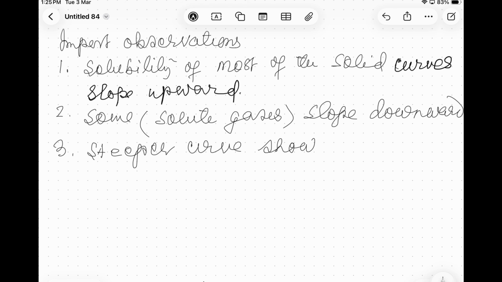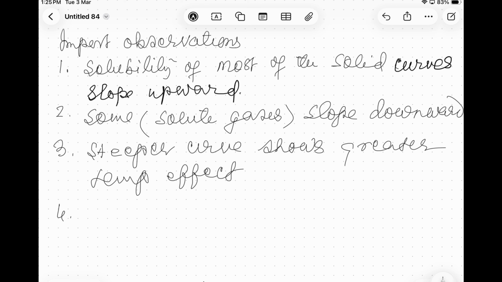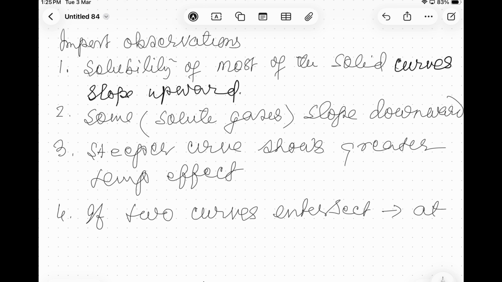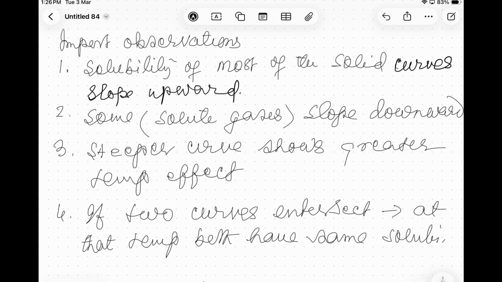So, greater temperature effect. And last one, if two curves intersect each other at that temperature, both have same solubility. Both have same solubility. These are the observations.